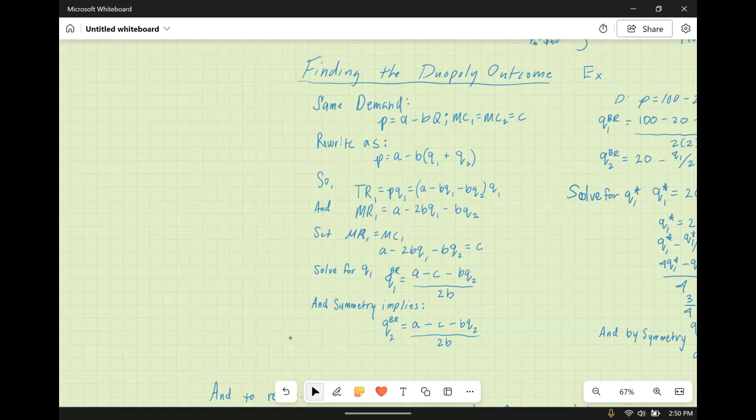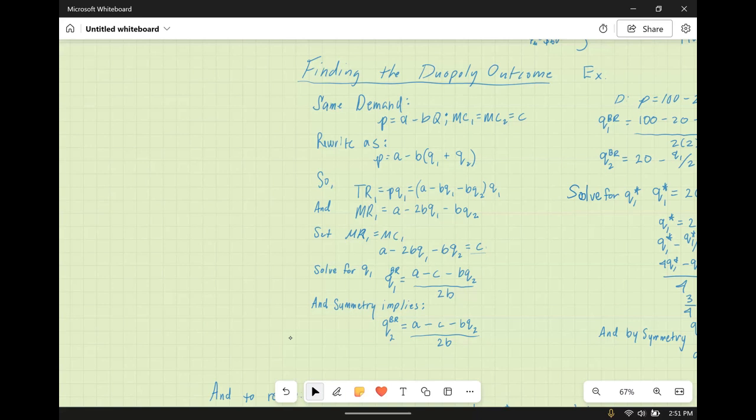So this is a profit maximizing best response function. But what we have to keep in mind is that when we rearrange the marginal revenue equaling marginal cost condition to get the best response function, you'll notice that the best response function is a function in part of the other firm's response. So if we rearrange it, specifically solving for Q1, what we would get is Q1 best response is equal to A minus C minus BQ2 all over 2B.